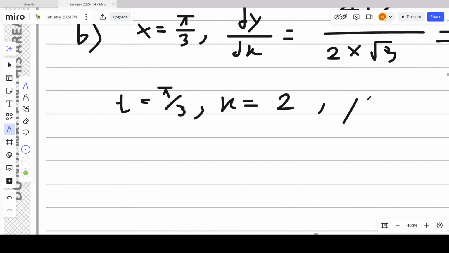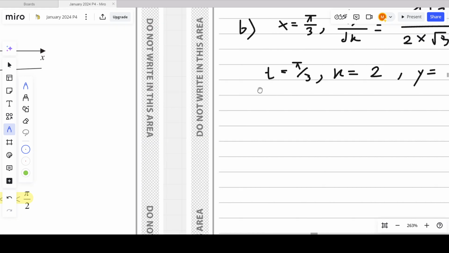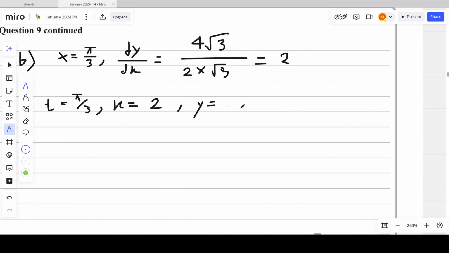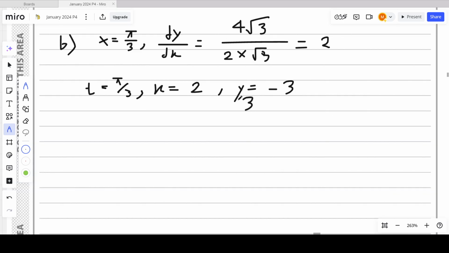And what would be the y coordinate? It would be pi over 3 plus pi over 3, that is tan 120 degrees. Tan 120 degrees, and the value of what? Tan 60 degrees is equal to, so tan 60 is what? Square root of 3. But it will be negative square root of 3, right? So negative square root of 3 times square root of 3, that would give you just negative 3. Okay, just negative 3. So we got the x coordinate, the y coordinate, and also the gradient. We have all the data, right?